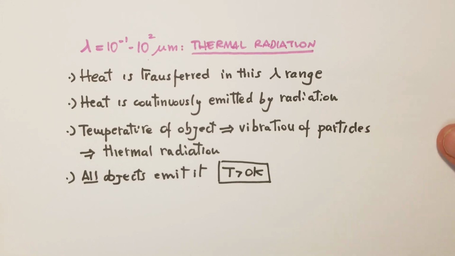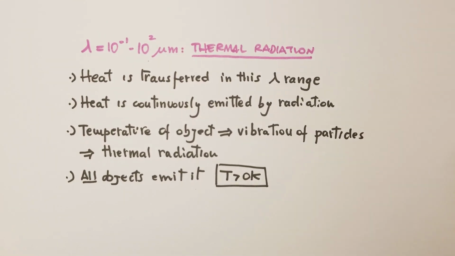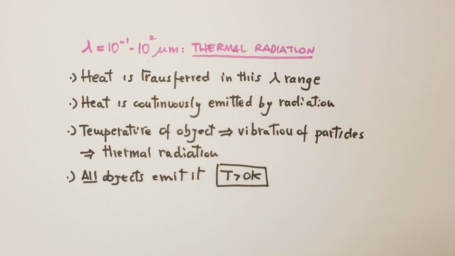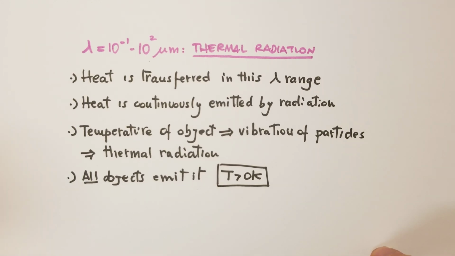So as I said, thermal radiation is transported by electromagnetic waves with wavelengths in this range. And heat is continuously emitted by radiation by any surface. Any surface with a temperature that's larger than 0 Kelvin emits thermal radiation through the vibration of its particles. So we can say that all objects transfer thermal radiation.